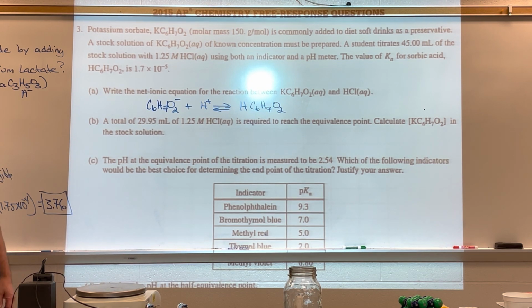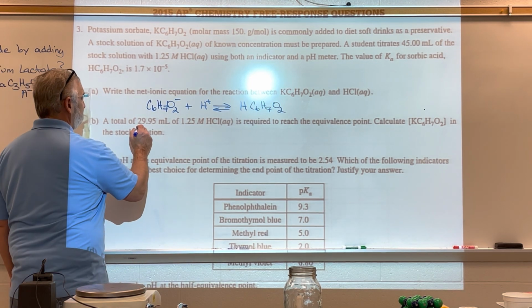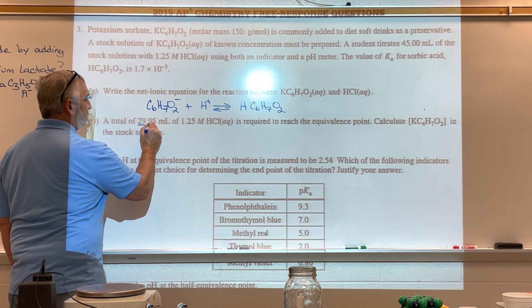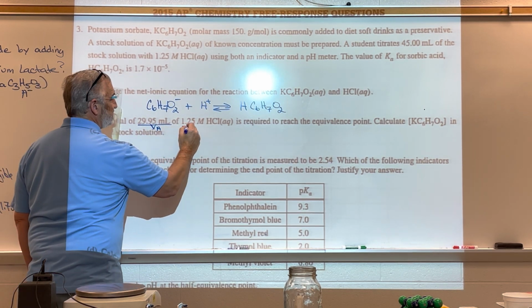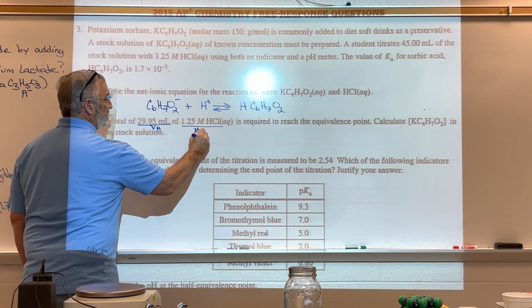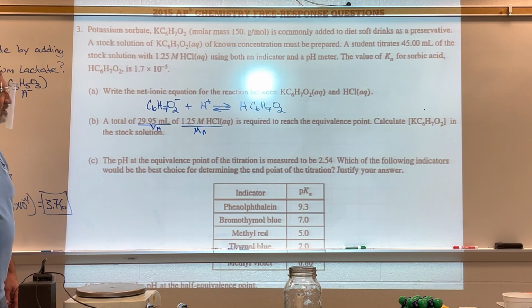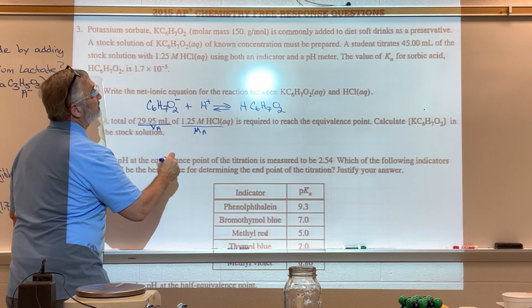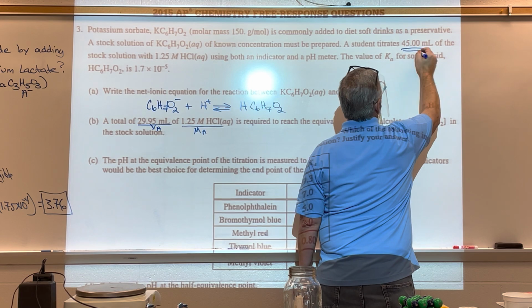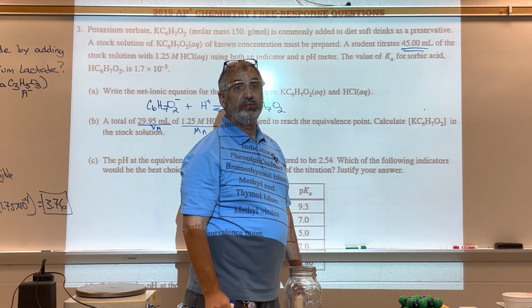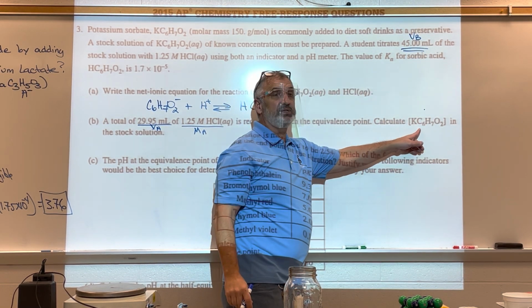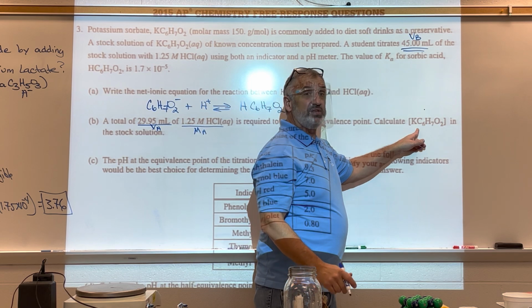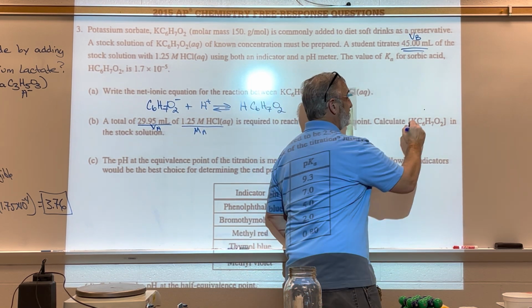So how do I find B? I'm given a volume. What is this? The volume of what? Acid. So that's VA, right? What is this? MA, molarity of the acid. A stock solution, I have 45 milliliters of the stock solution, so what is that? Volume of the base. And what's the question asking? Calculate this. What is this? This is the molarity of the base, right? That's my unknown.